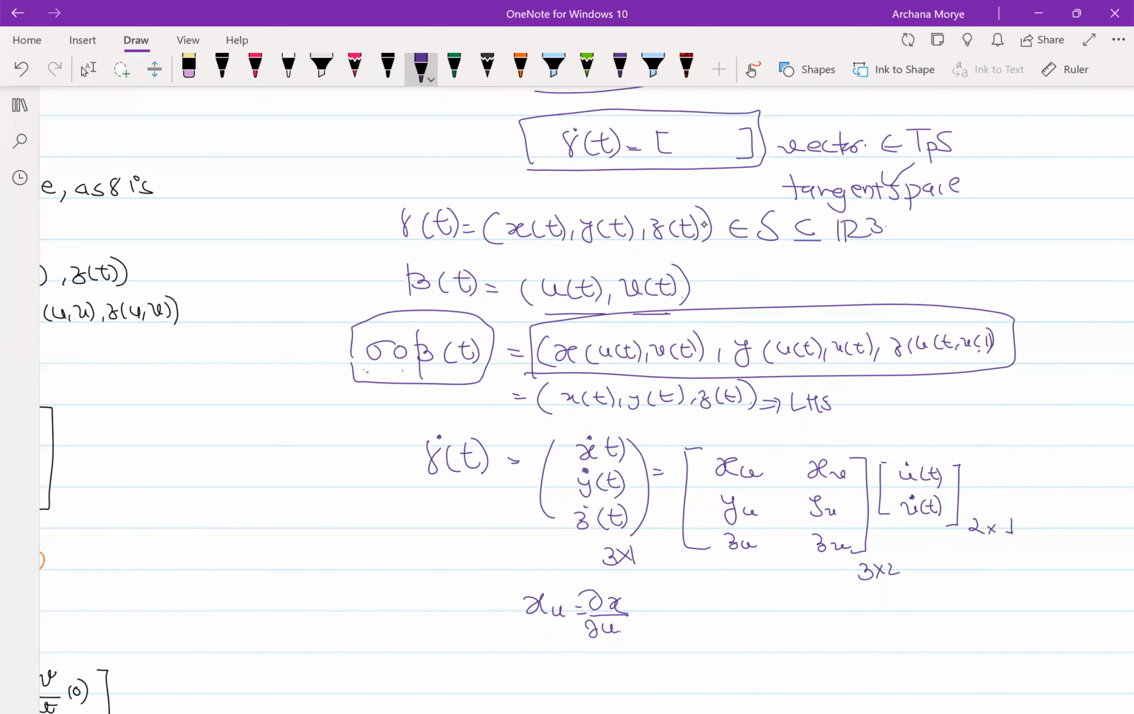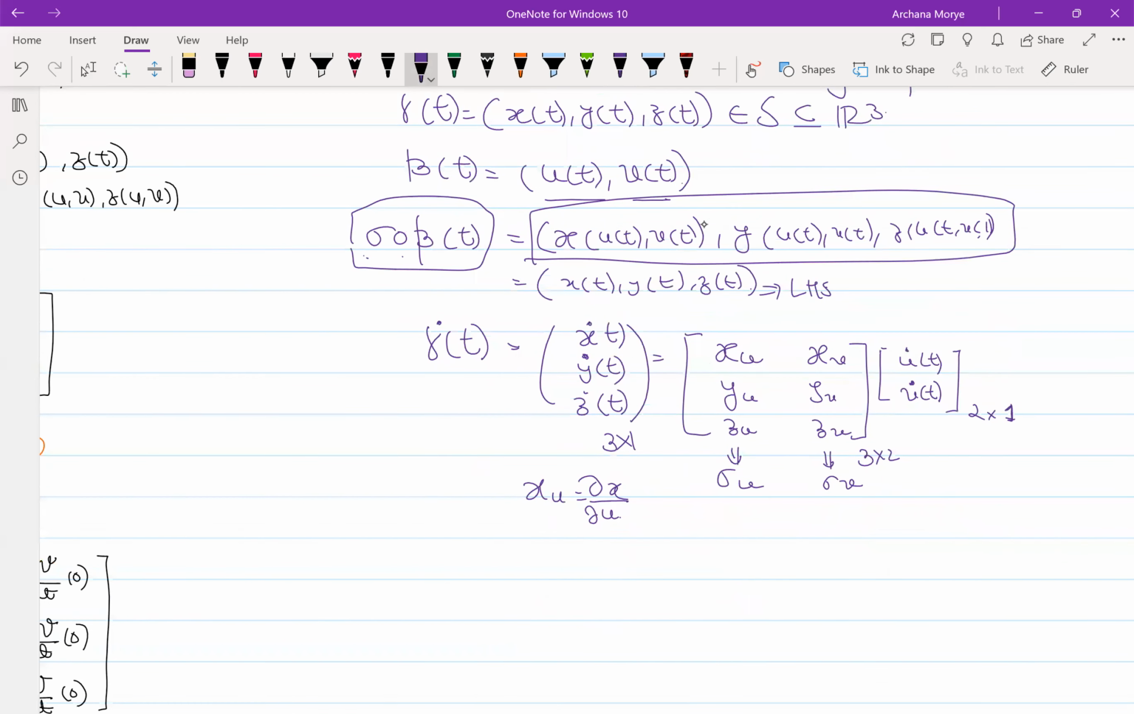So this is a 2 cross 1. And what is this? This is our sigma U, and this is our sigma V. This was our notation, which we defined in the previous class. Do you remember? What was the regularity condition? Sigma U, sigma V are linearly independent, that is, sigma U cross sigma V is not equal to 0.